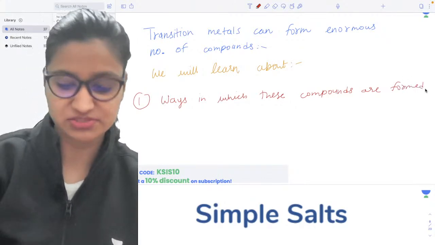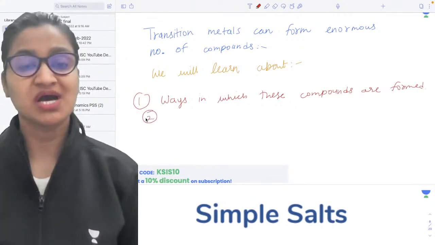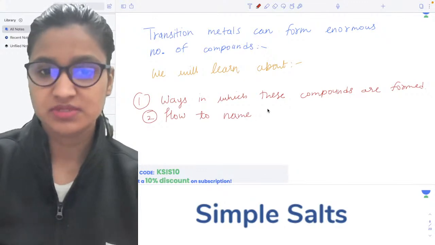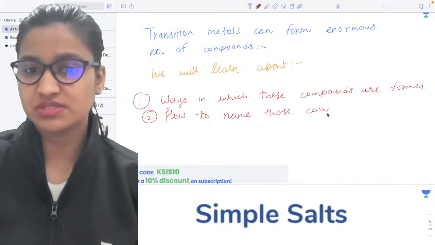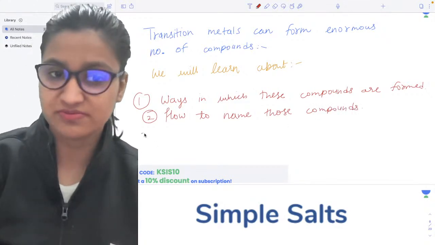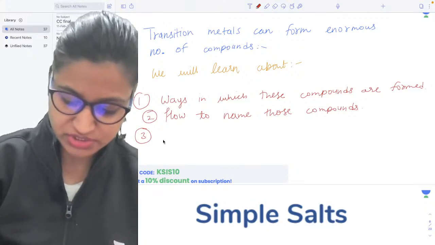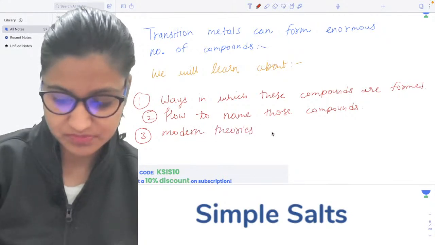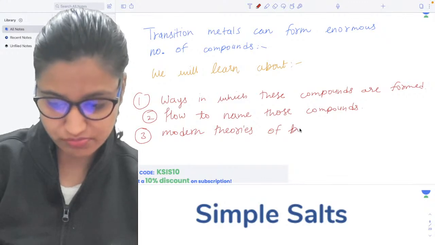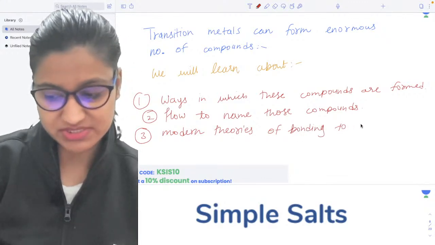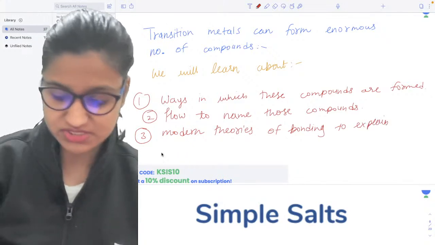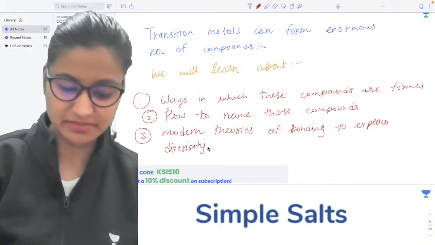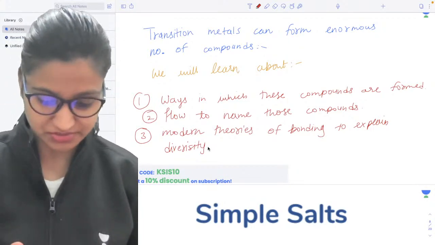Very first thing that we will do today. Number two, how to name those compounds. इनकी naming कैसे की जाए? How to do naming of coordination compounds, that we will discuss. And number three, modern theories of bonding to explain diversity. ठीक है? These are the three basic things that we cover in this chapter, okay?